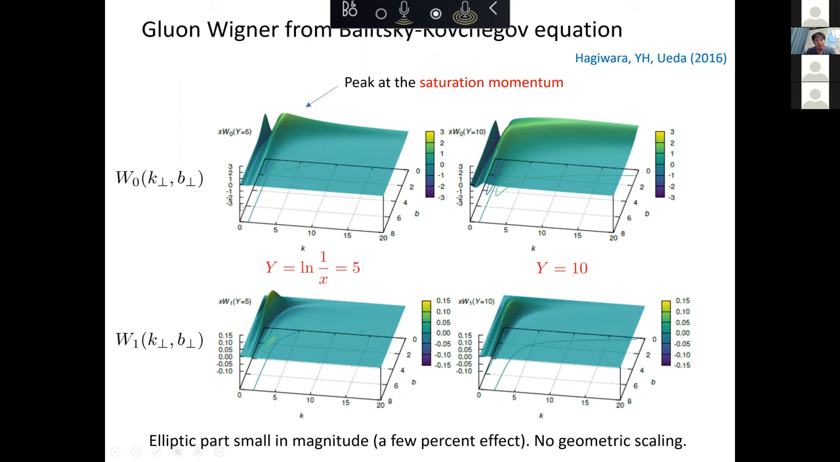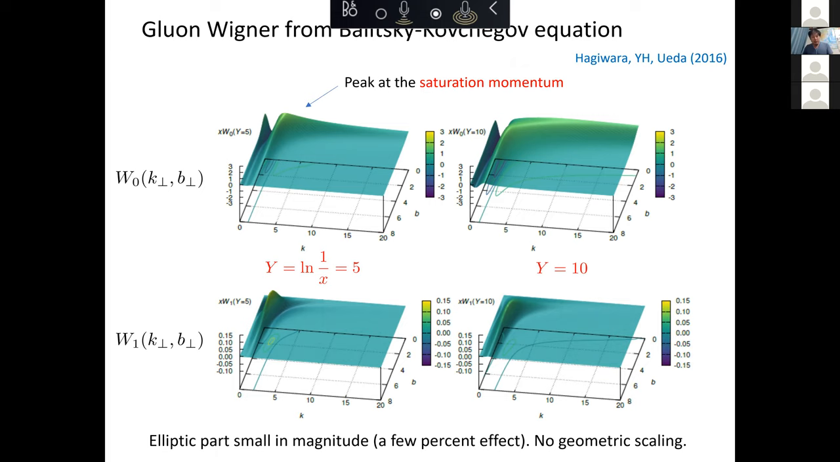And if you go to higher energy with larger rapidity, you see this peak moves to the right. That means that the saturation momentum increases as you go to the small x region. But the interesting thing is that for this angular dependent part, the elliptic part, the position of the peak does not change. We kind of understand that, but that's an interesting observation.